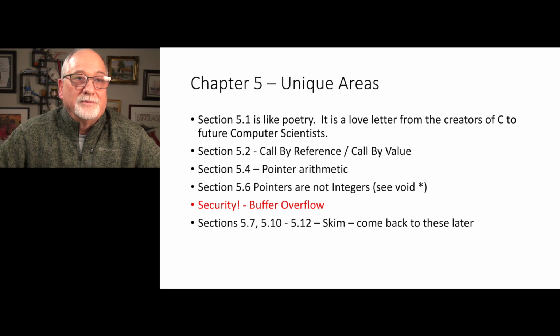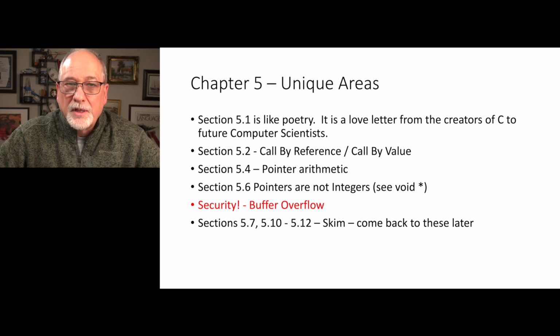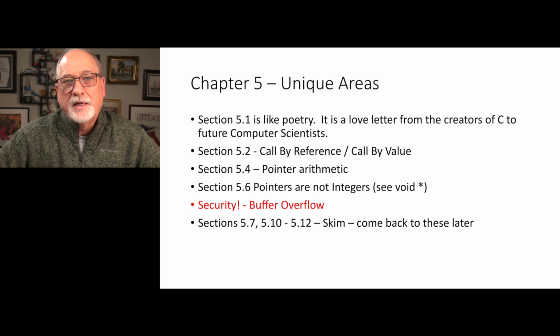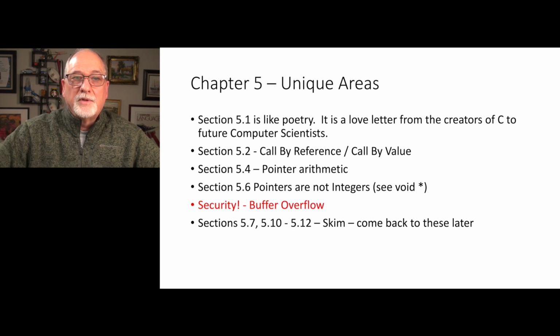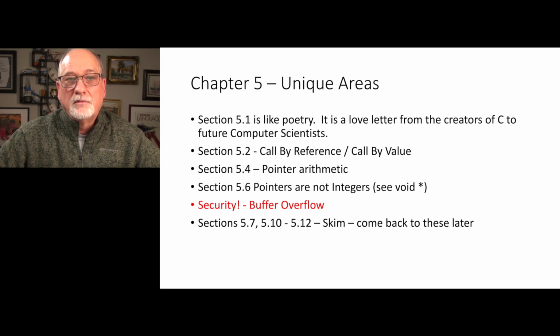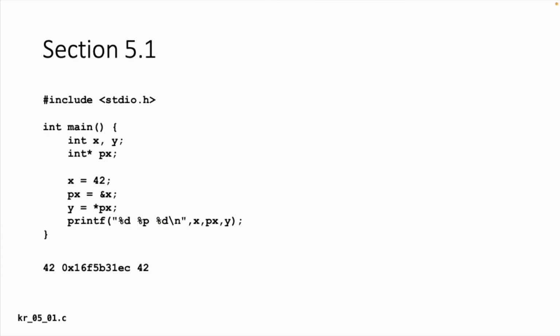So 5.1 is important. We'll talk a little bit about pointer arithmetic. In 5.6 we'll look at the duality between pointers and integers. Then we'll hit call by reference and call by value that are enabled in C by pointers. And then look at the biggest security hole that C has caused over the past 40 plus years, buffer overflow. Now, the chapter gets a little dense in some of the sections, and so I'll just have you skim some of those sections.